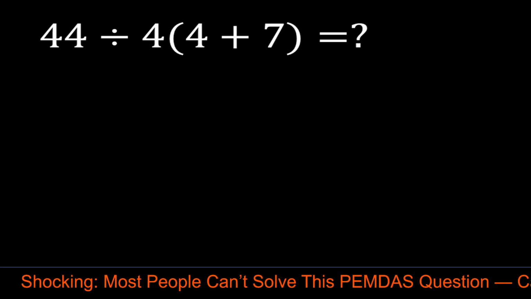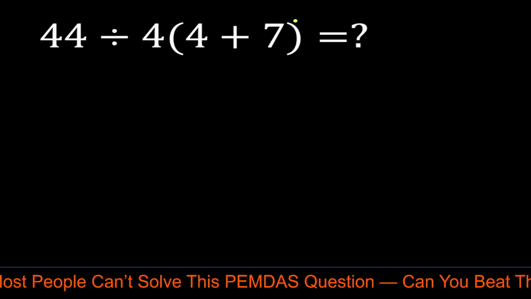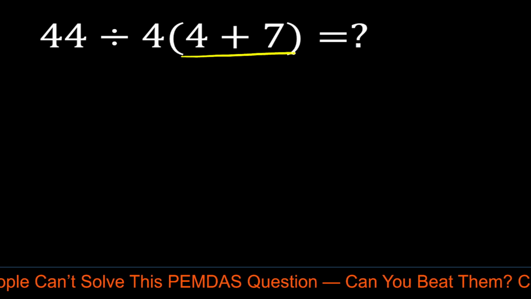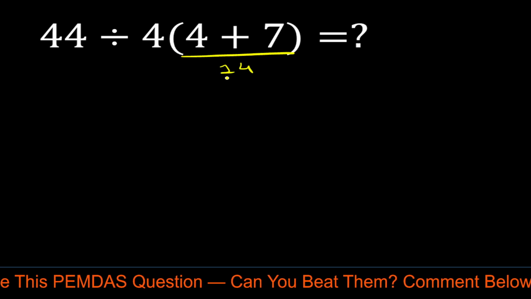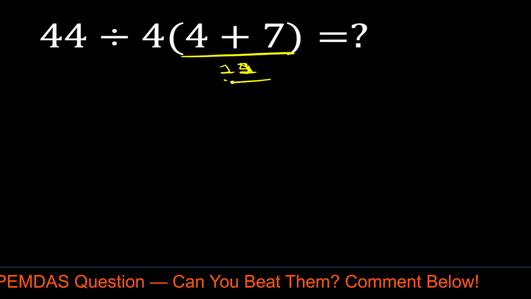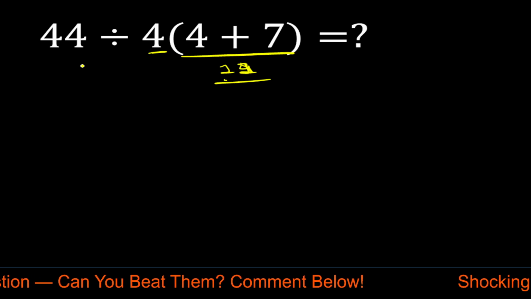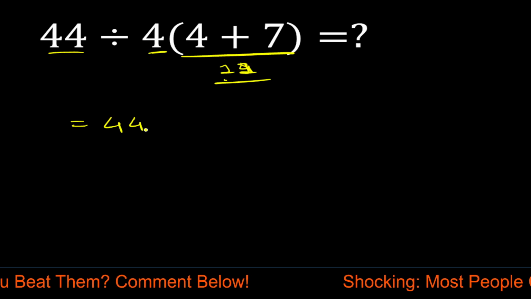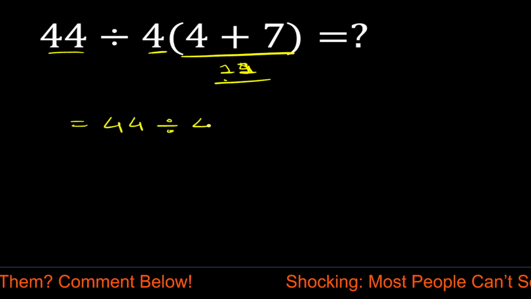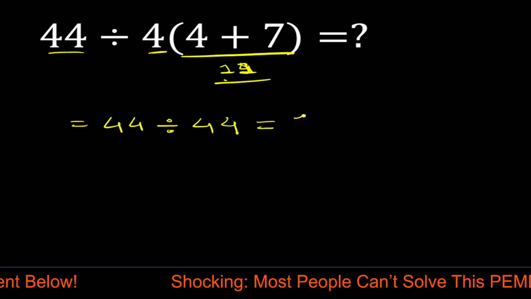So most people solve this question like 4 plus 7. So 4 plus 7 is equal to 11, right? Now 11 times 4. So 11 times 4 is equal to 44. So now 44 divided by 44. Right? So 44 divided by 44 is equal to 1.